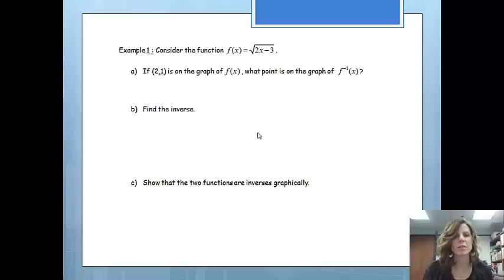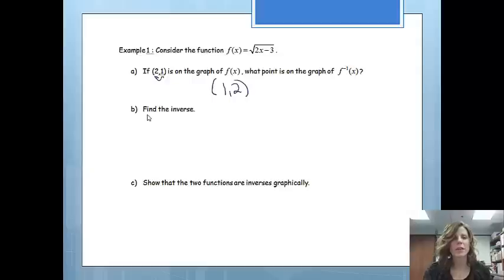Alrighty, let's see if we can actually find an inverse and do a little bit with that. So let's consider the function f of x is equal to the square root of 2x minus 3. First question, if (2, 1) is on the graph of f of x, what point is on the graph of the inverse? Since the inverse is a reflection about the line y equals x, all we need to do is switch the x and the y. So the point that would be on my graph of my inverse would be the point (1, 2).